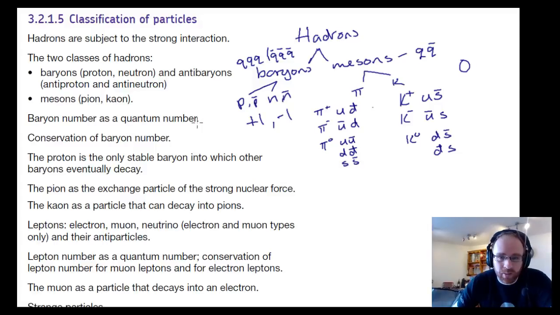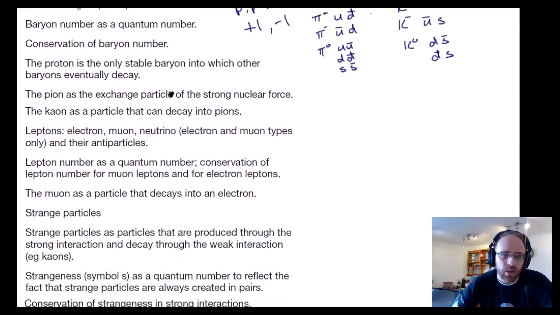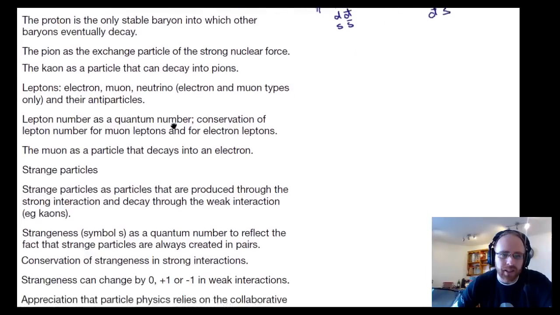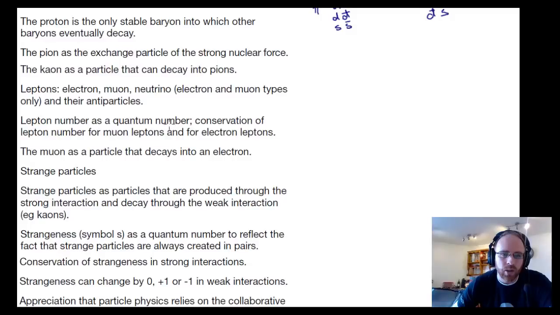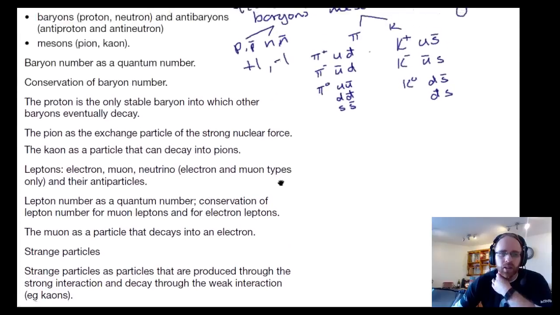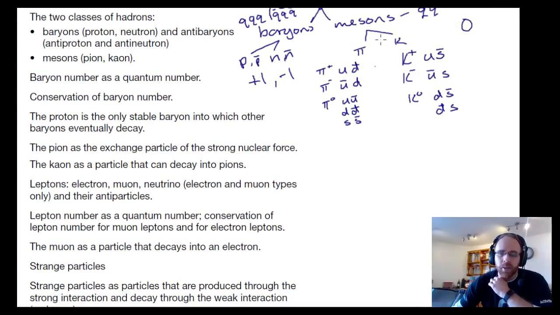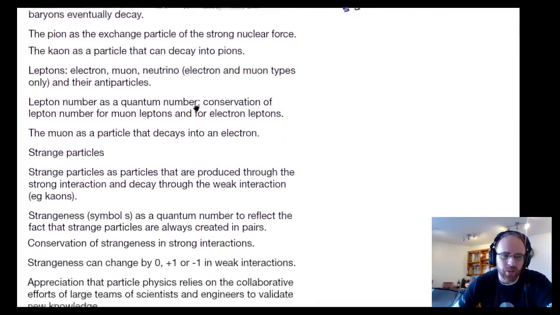So we've introduced quantum numbers. Baryons have a baryon number, which is an example of a quantum number, and it must be conserved. +1 for a baryon, -1 for an antibaryon, and 0 for mesons. The only stable baryon is the proton. All others will eventually decay into the proton. Pions are an exchange particle for the strong force, so we talked about that. We mentioned that in the last section, but you're not going to be tested on the diagrams for those.